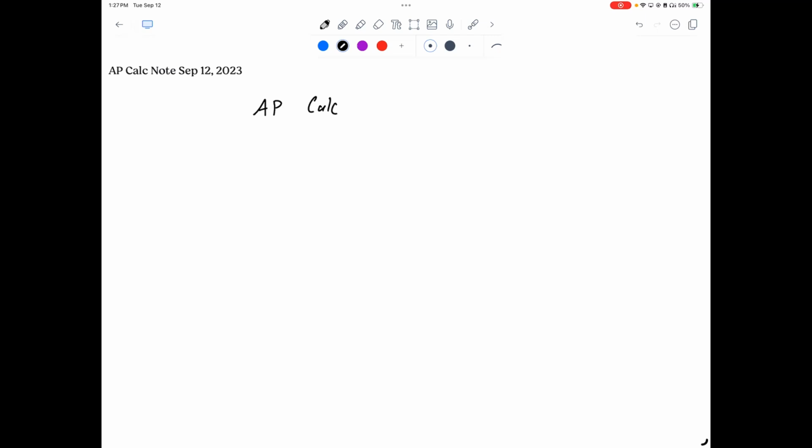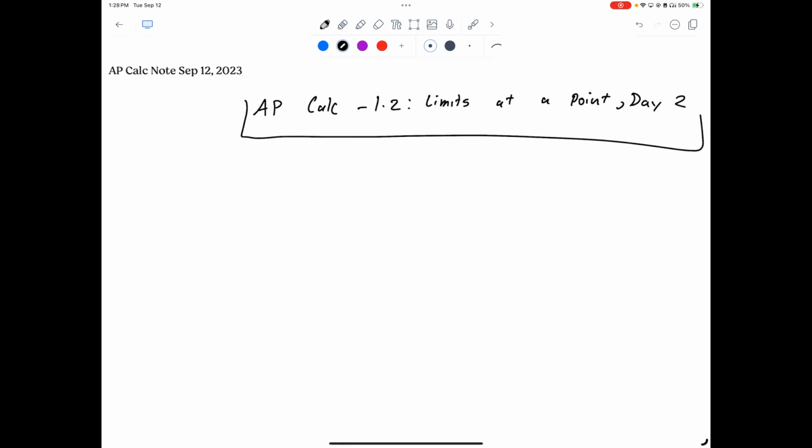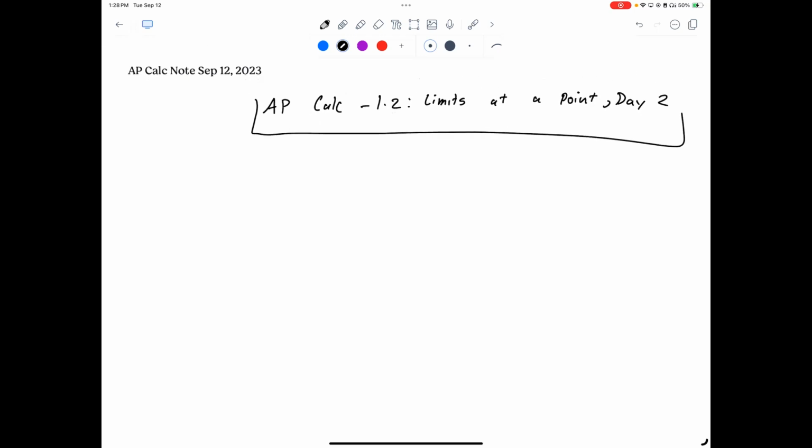AP Calc 1.2, limits at a point, day 2. So we're still talking about the limit as x approaches a. When I say limit at a point, I'm referring to as x approaches a number. And more specifically, today we're only focusing on what is known as vertical asymptotes. That's the only lesson. That's all I'm talking about today, vertical asymptotes.